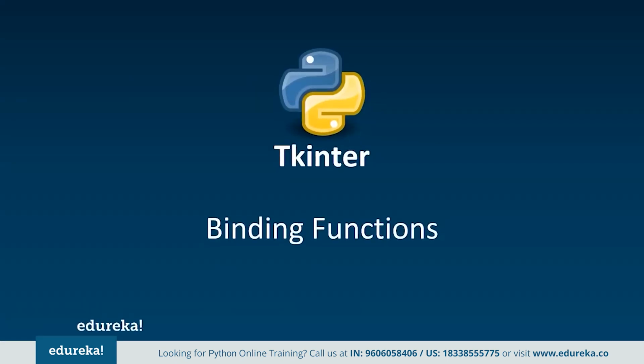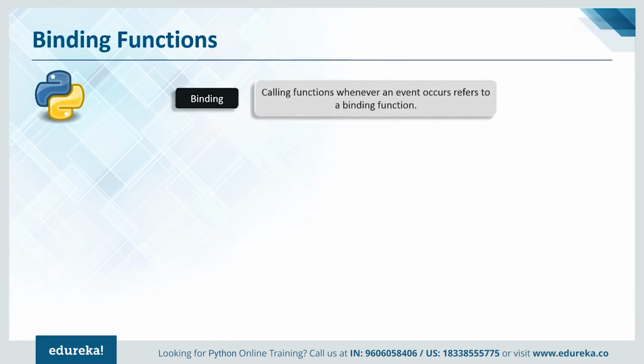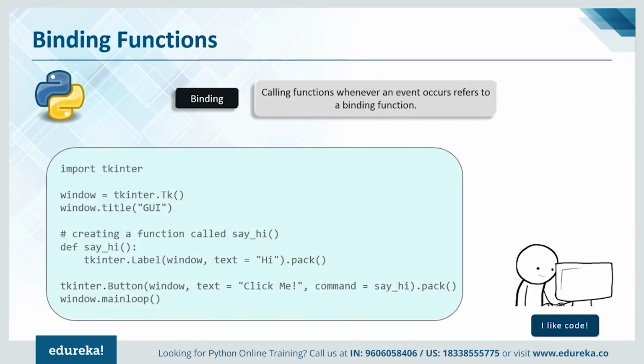So guys, next up I have for you is binding functions. It is really simple and it is a small concept that we have already covered. So let's get started. Well guys, calling functions whenever an event actually occurs is referred to as a binding function. In the below example, you can click the button and it calls a function called say_hi, right? So you can find it on this particular line, guys. The function say_hi creates a new label with the text saying hi, right? So it is as simple and straightforward as that.